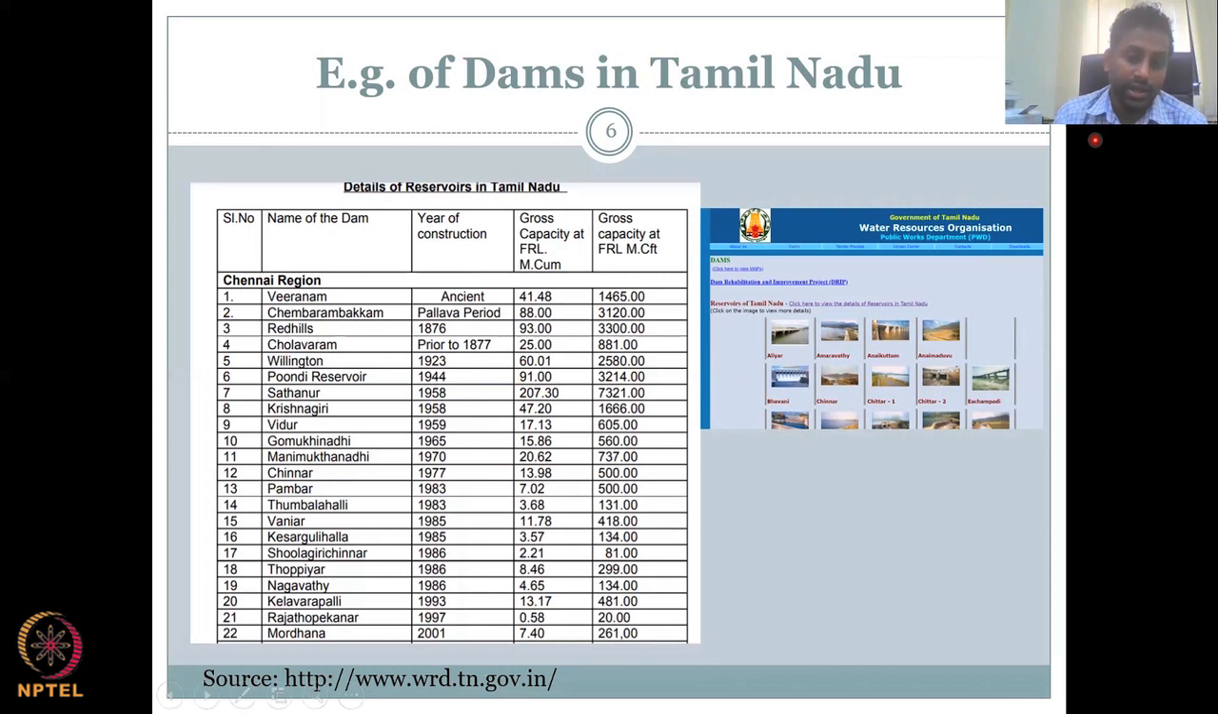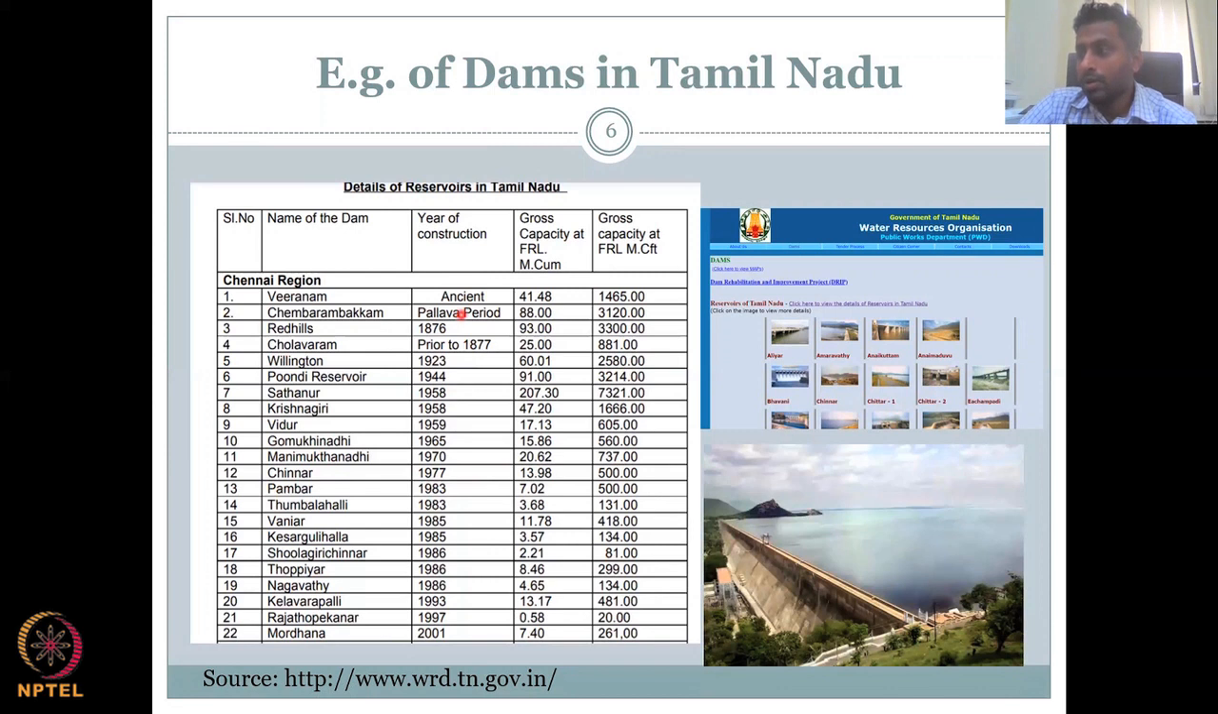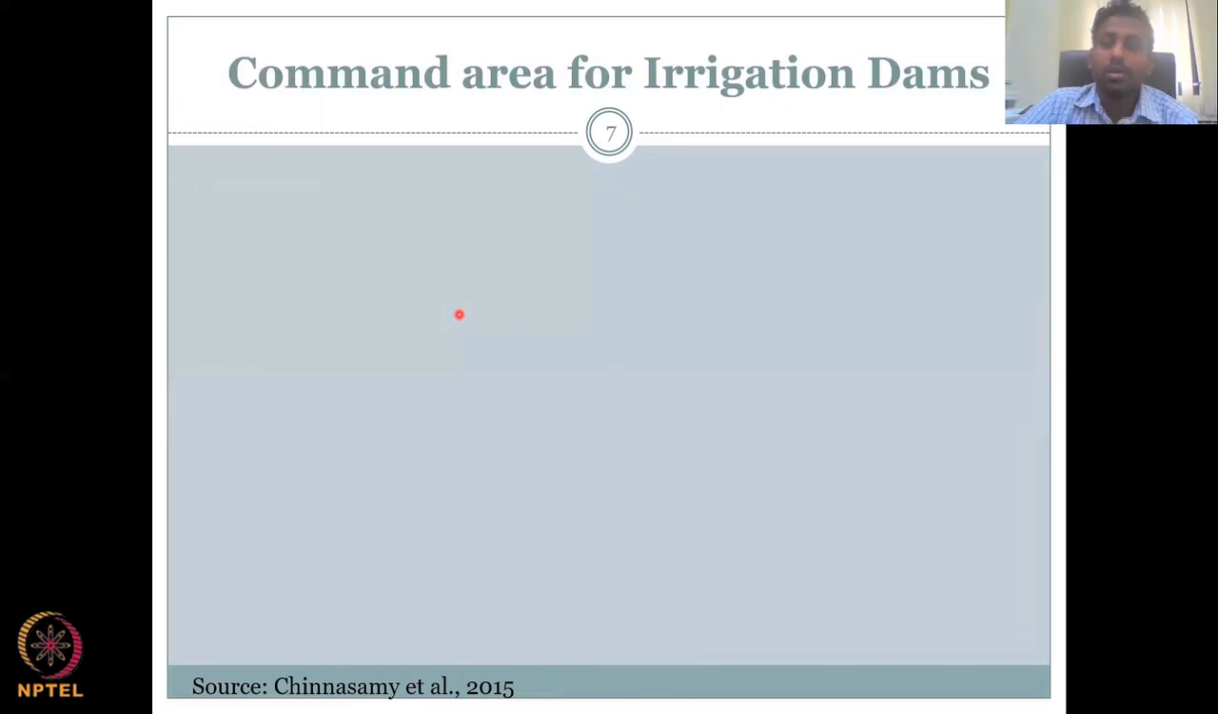You could see that even ancient engineered structures are there. So engineer doesn't mean that you have to bring a big bulldozer and build it. In those days of the Pallava period, for example, they used elephants to bring the rocks, clear the land, and then make the dam or the reservoir. So all these are available, very beautiful structures, still working, still catering to the irrigation water demand in Tamil Nadu. Same way for other states also, you have these websites.